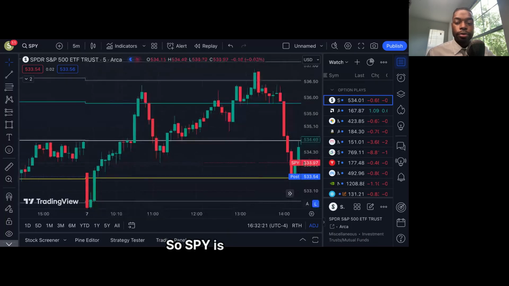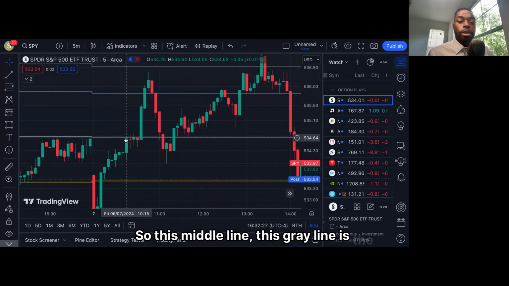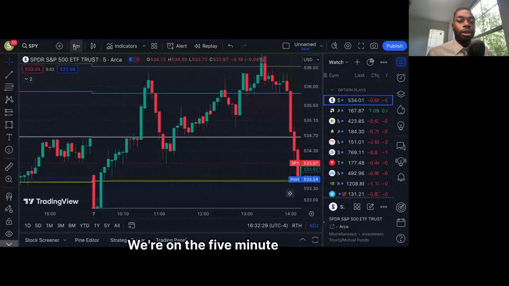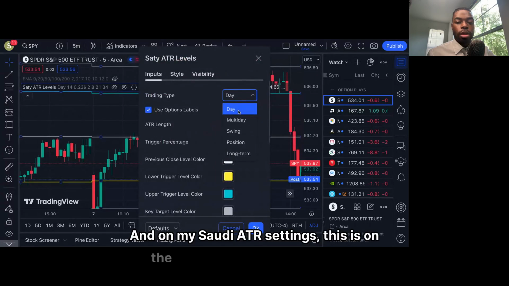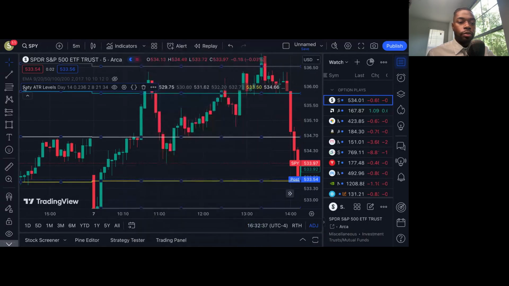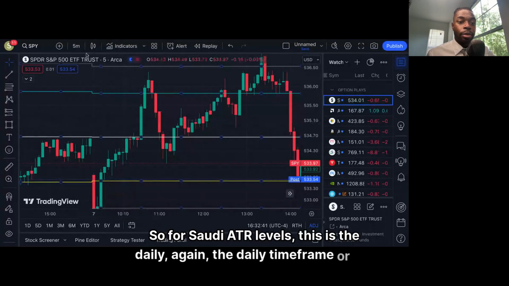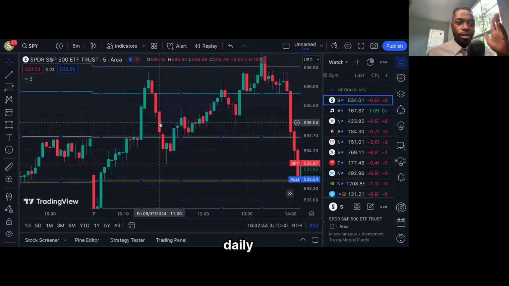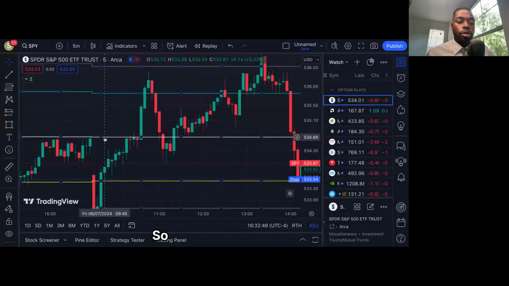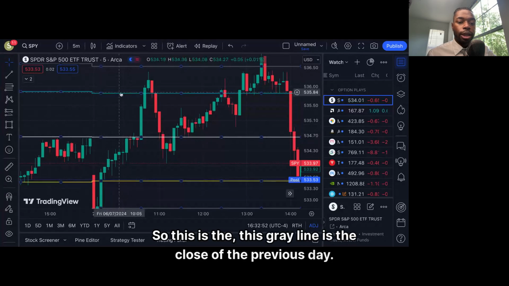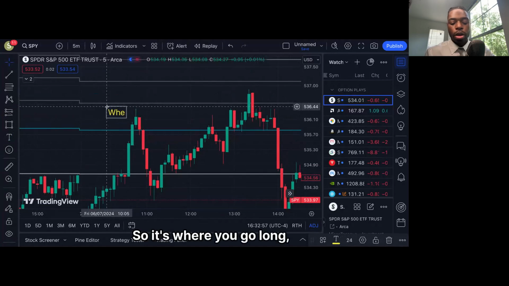So SPY is like your standard. This middle gray line is the close of the previous day. We're on the 5-minute time frame here, and my SATY ATR settings are on the daily setting, so for day trading. This is the daily ATR, and I'm on the 5-minute time frame because I'm day trading here. So this gray line is the close of the previous day. The blue line is what's called the long zone or the call zone. So it's where you go long.